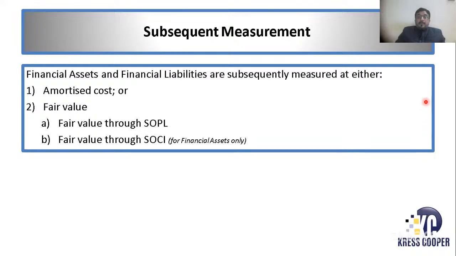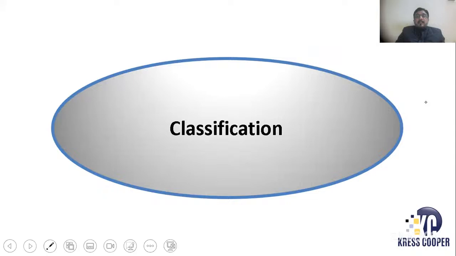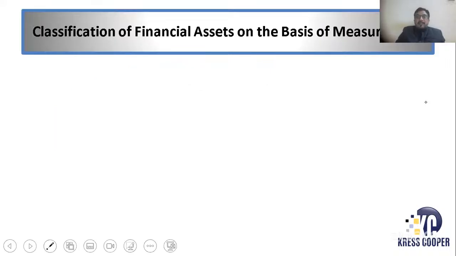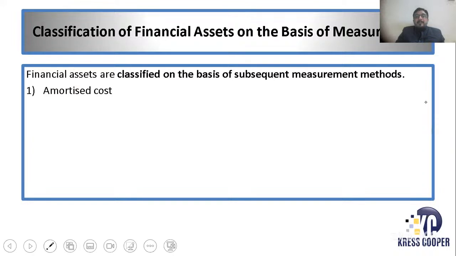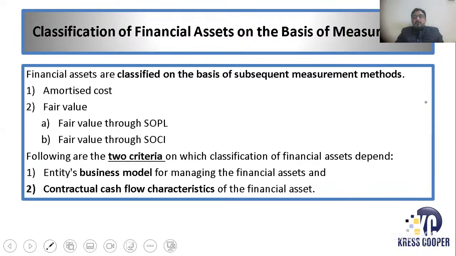Wonderful. So when we are using these methods, we say that we are classifying our financial assets, and these methods are used to classify the financial assets into the different categories. So the beauty of this IFRS 9 is that the classification is based on the measurement methods or measuring methods.